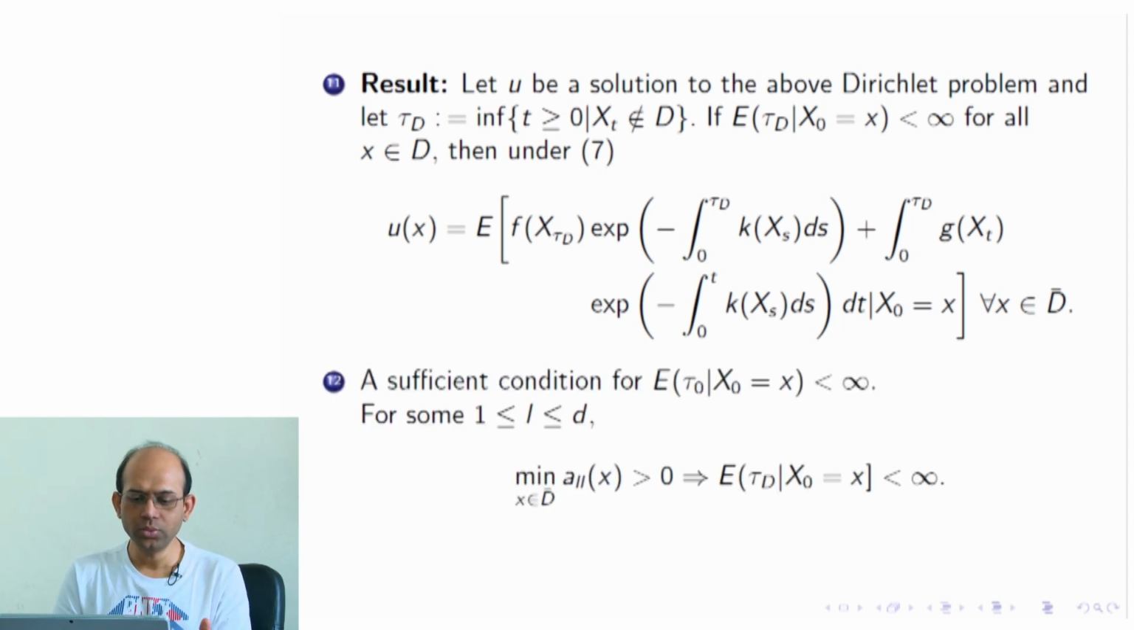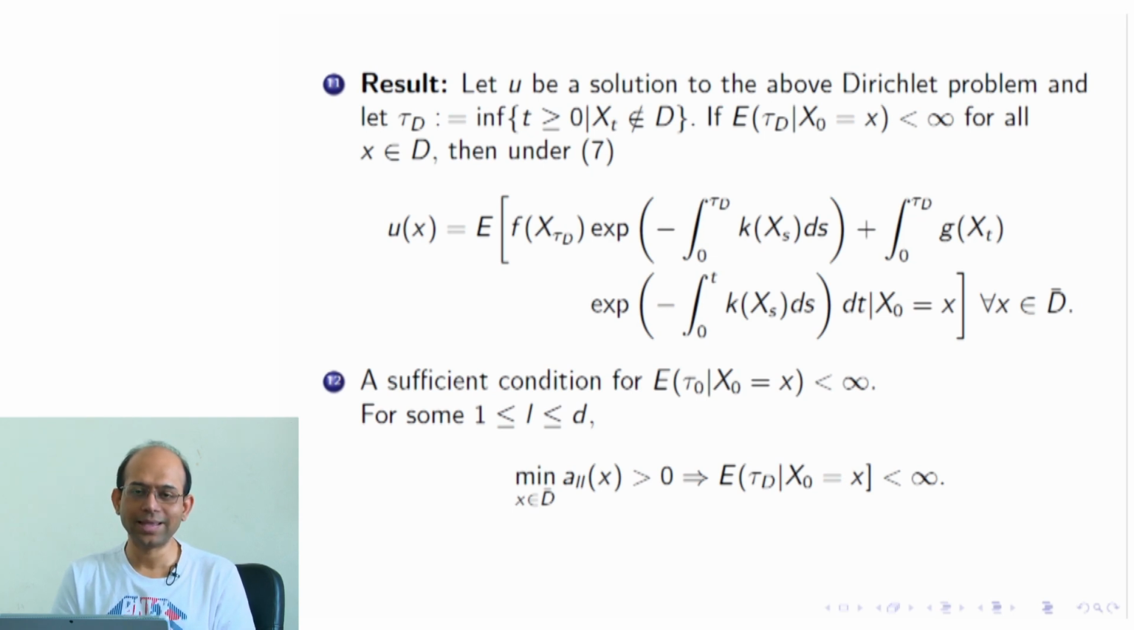Now we write down a sufficient condition for this. There is a typo, this is tau subscript D. Sufficient condition for the expectation of tau subscript D given X_0 equals x to be less than infinity. So this expectation is finite. When can it happen? One would ask, can I find any condition on the coefficients of the SDE under which this can be assured? Yes, that can be done, but of course the domain also plays an important role.